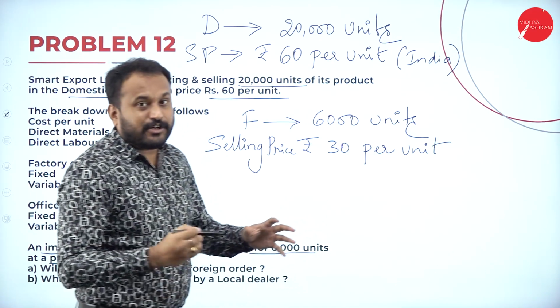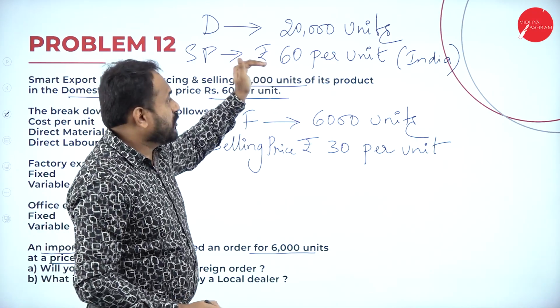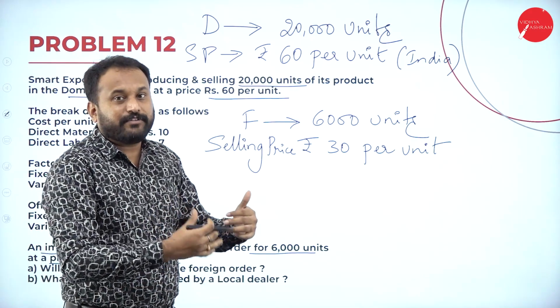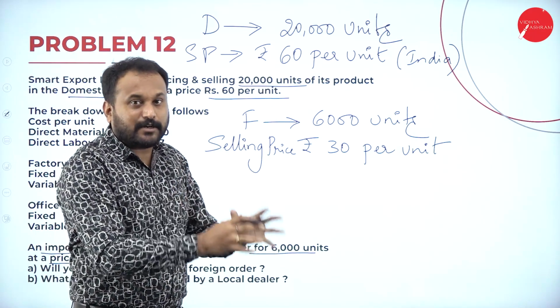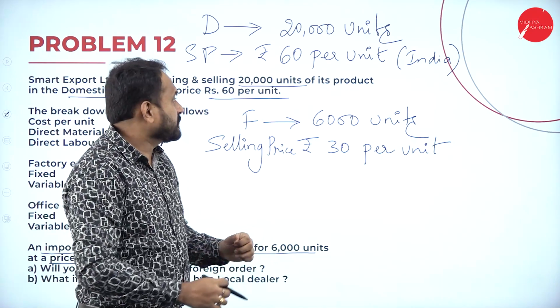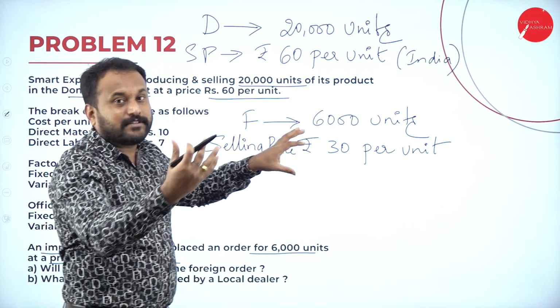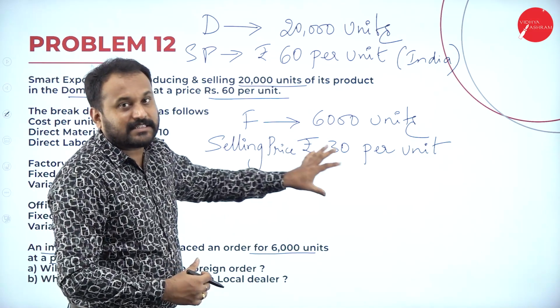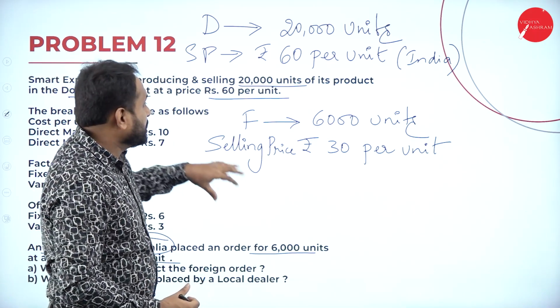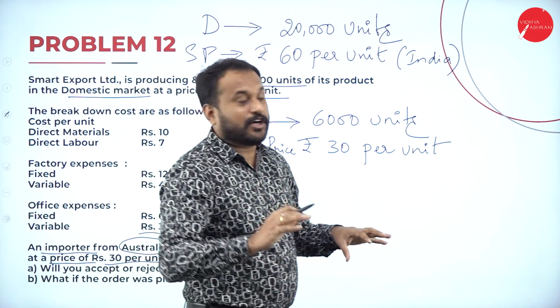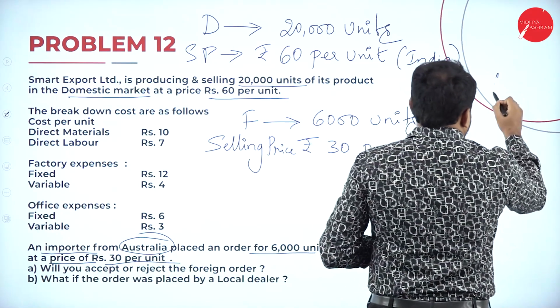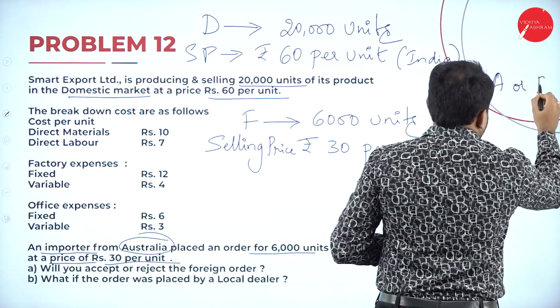This is again the selling price of India, or any country where you are selling, right? Domestic market means the place where we are doing business on a regular basis, the home country or the host country. And foreign, in the sense, they are the people who are asking us whether we will accept the order or reject the order. So this problem is all about accept or reject.